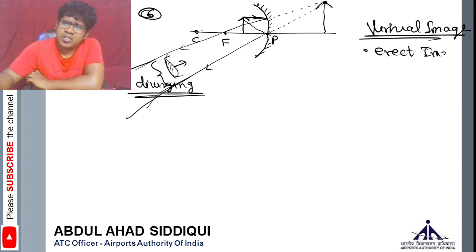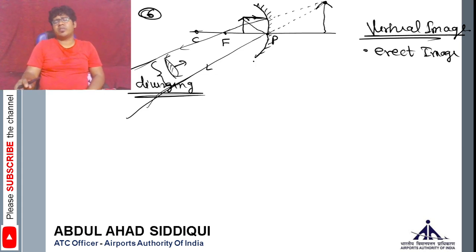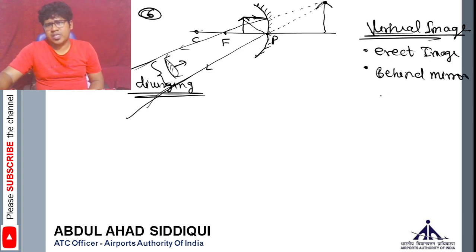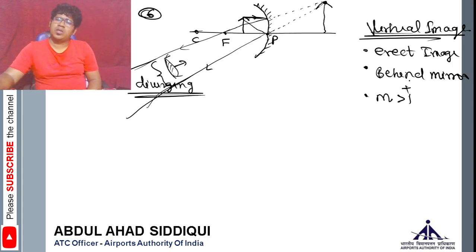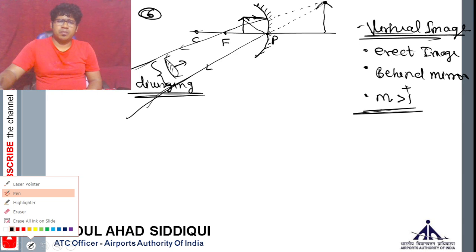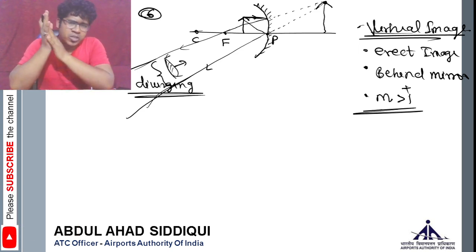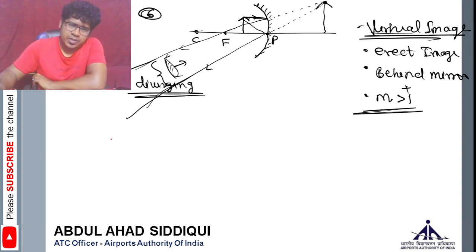So this is the first case in the concave mirror where the image is erect. Second, the first case where the image is behind the mirror. First case where the image is virtual. First case where the magnification is greater than 1, positive, right? Positive. So these are the properties for spherical mirror image formation.